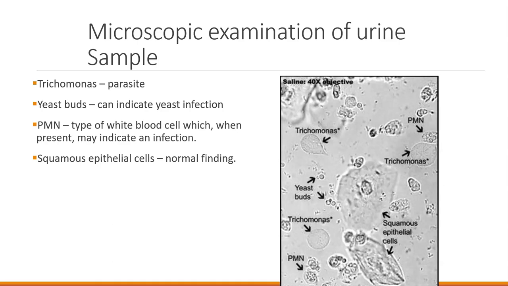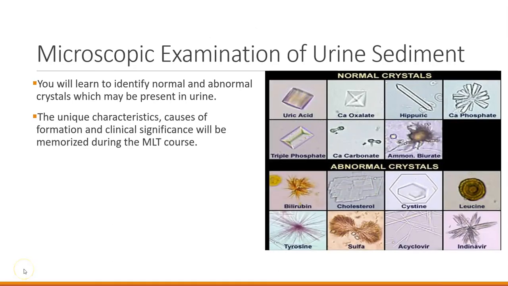Squamous epithelial cells is the only normal finding in this urine, and you can see it's almost in the center of the screen. Again, it's labeled, there's an arrow pointing to it. So again, it's just fascinating what you can see during the microscopic examination of urine. There are so many interesting things to see during the microscopic examination of urine sediment.